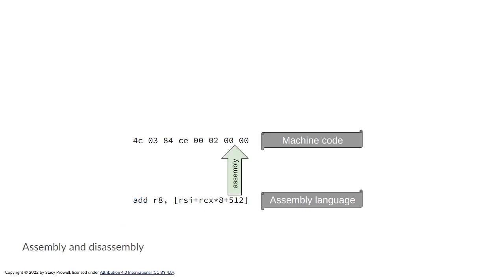So assembly is the process of taking assembly language and generating machine code that represents that assembly language. So an instruction in assembly language down here, add something to R8 here, is turned into this stuff up here at the top. Disassembly is the process of taking that stuff up at the top and packaging it as assembly language. Make sense? Assembly is from assembly language to machine code, disassembly is from machine code to assembly language.